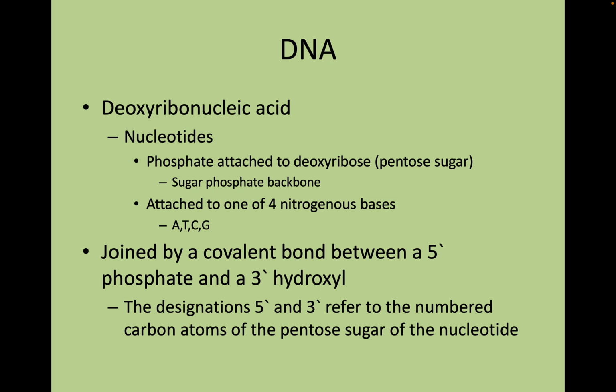The 5' and 3' parts of DNA are important because they help us know which way to read the code. So in DNA, we always go 5' to 3'. And these designations refer to the number of the carbon atoms on the pentose sugar of the nucleotide. All it is is a way of orienting yourself when you're looking at a DNA molecule.